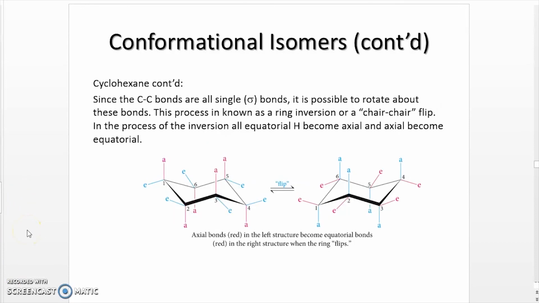At first glance, you might think that there's not any bond rotation about a ring compound, and that's really not the case. These are all single bonds, so they're sigma bonds, and a cyclohexane can undergo what's called a chair flip or a ring flip. And pay attention to this, because the axial positions as it undergoes a flip become equatorial, and the equatorial then become axial.